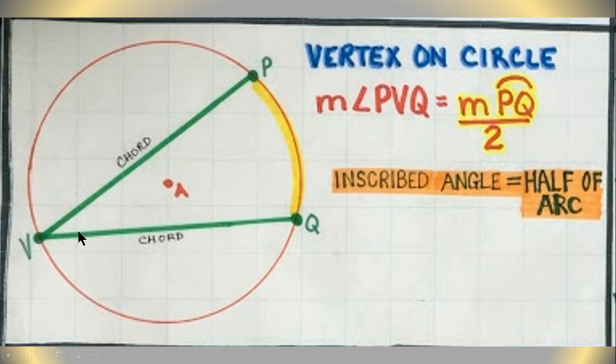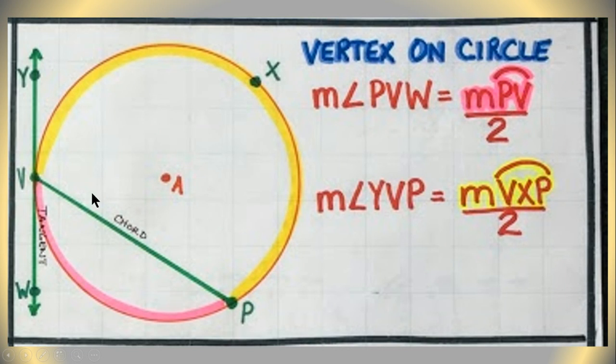In this picture, the vertex is on the circle, and this type of angle is called an inscribed angle. And the inscribed angle will always be half of the arc. So if you want to know what angle PVQ is, you take this yellow arc and you divide it by 2.